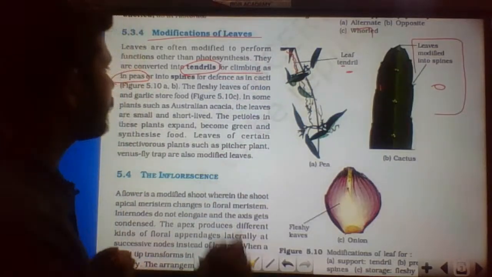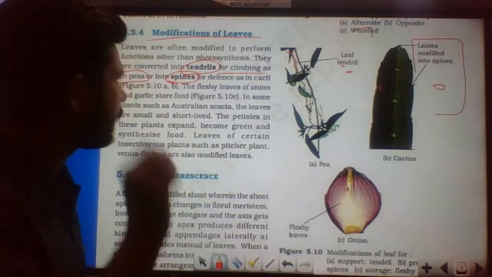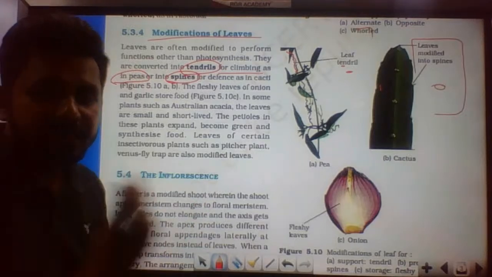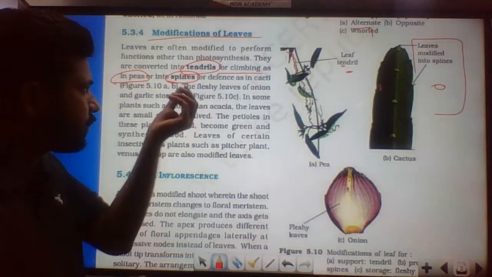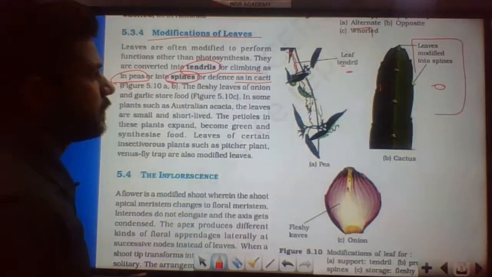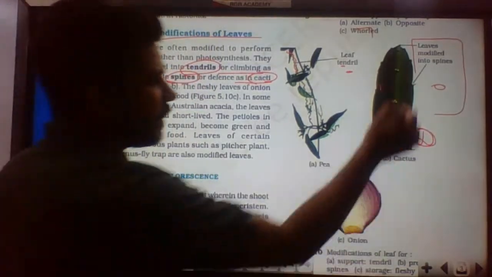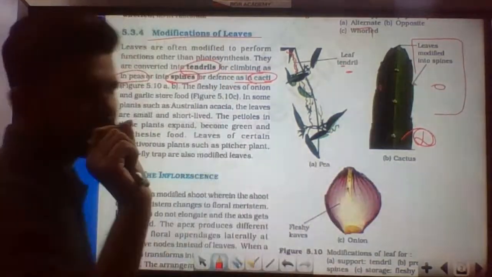The second modification is spines. The small thorn-like forms are spines, for defense mechanism. Here the spine's function is defense, as seen in cactus. So this is the example, cactus, right? Here the leaves are modified into spines.